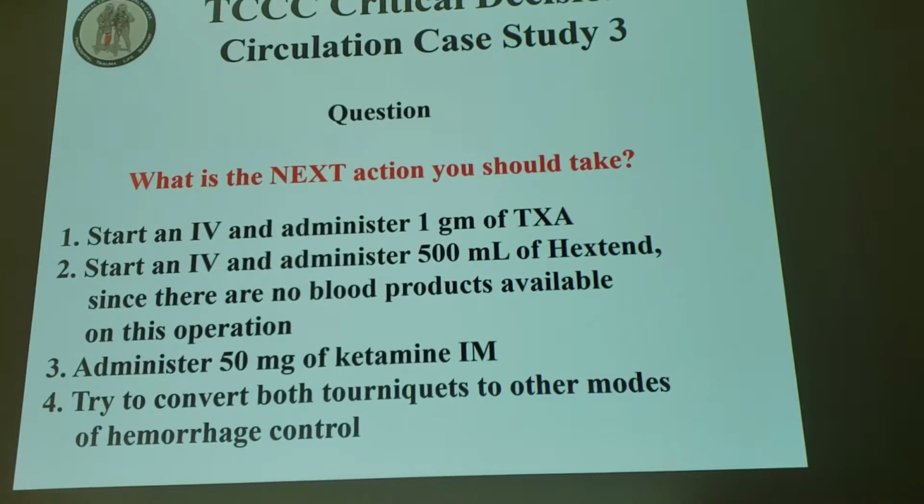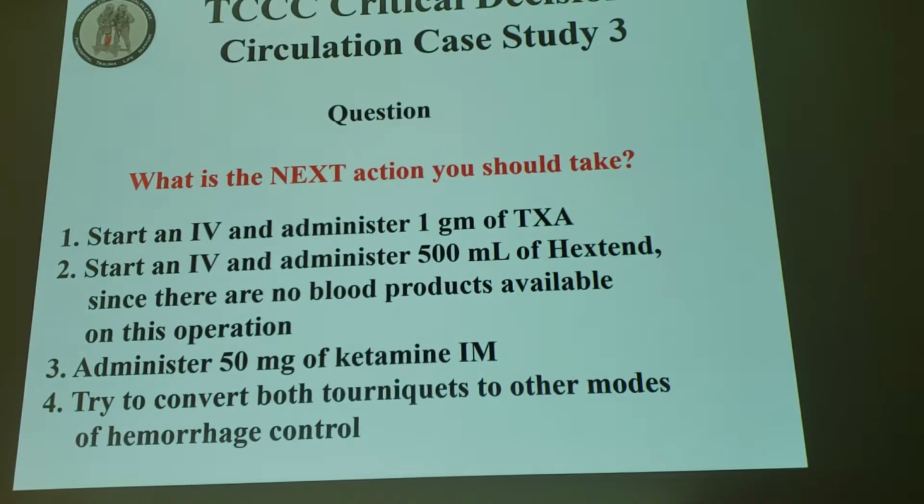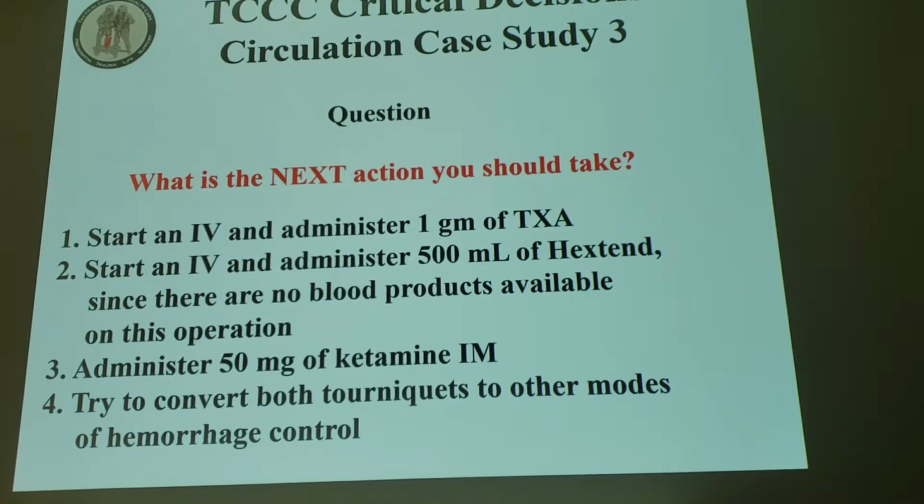Start an IV and administer 1 gram of TXA. Start an IV and administer 500 mLs of Hextend, since there are no blood products available on this operation. Administer 50 milligrams of ketamine IM. Try to convert both tourniquets to the other modes of hemorrhage control. What do you guys think?